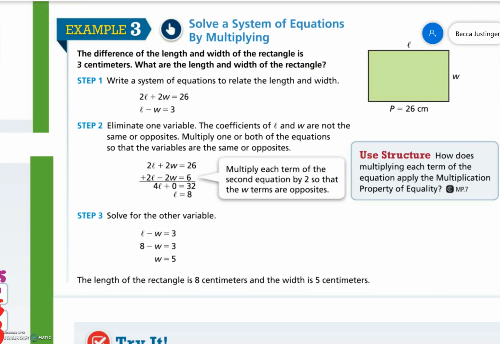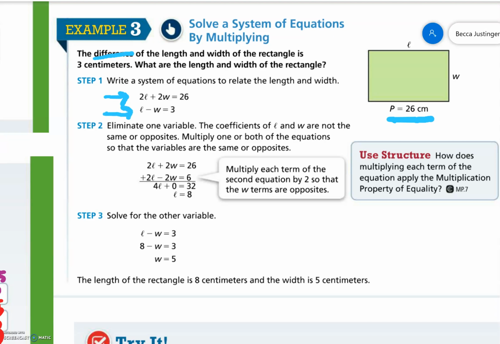Solving a system of equations by multiplying. The difference of the length and width of the rectangle is 3 centimeters. What is the length and width of the rectangle? Write a system of equations to relate the length and width. So we know that the perimeter is 26. So that's why they have 2 times the L plus 2 times W is equal to 26. And they also said the difference between the length and the width, remember difference means to subtract, is equal to 3. That's how we got this equation.